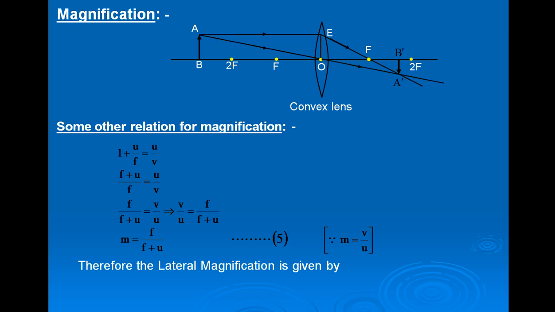Therefore the lateral magnification is given by m is equal to v upon u is equal to f minus v upon f is equal to f upon f plus u. So these are the different formulas for magnification for convex lens.